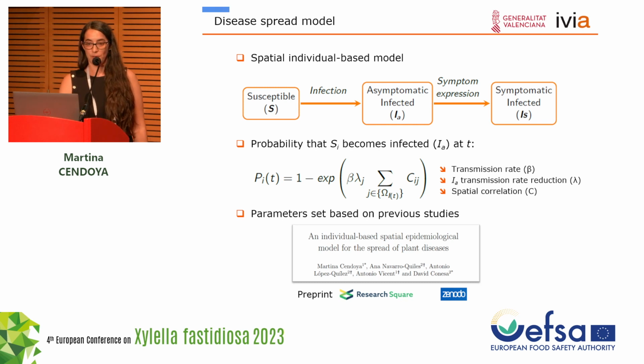To simulate disease spread, we used a spatial individual-based model where the probability of a susceptible tree becoming infected depends on the transmission rate, which is reduced for asymptomatic trees, and also on the spatial correlation between the susceptible tree and the infectious trees. This model and the parameterization were based on a previous study, which is available open access as a preprint, and the code is on Zenodo.